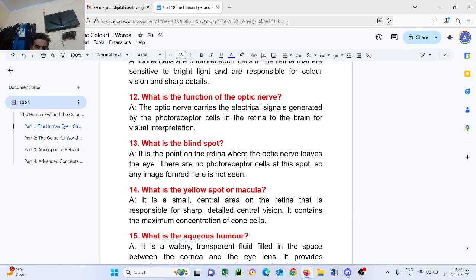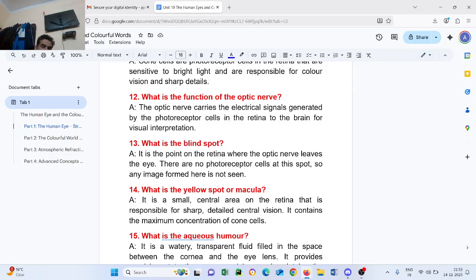Question number 14. What is the yellow spot or macula? It is a small central area on the retina that is responsible for sharp, detailed central vision. It contains the maximum concentration of cone cells.